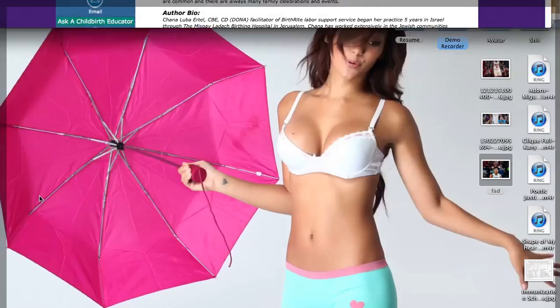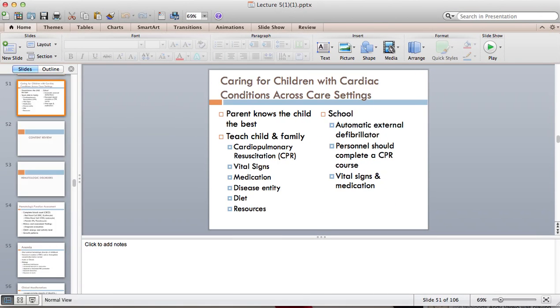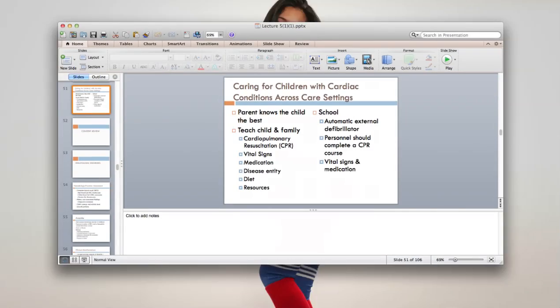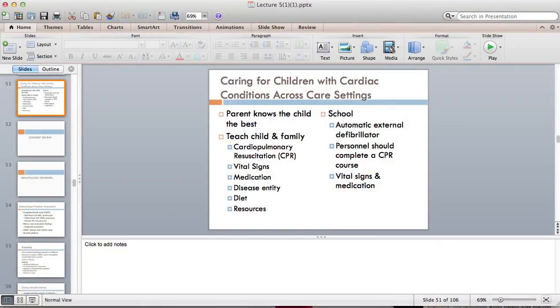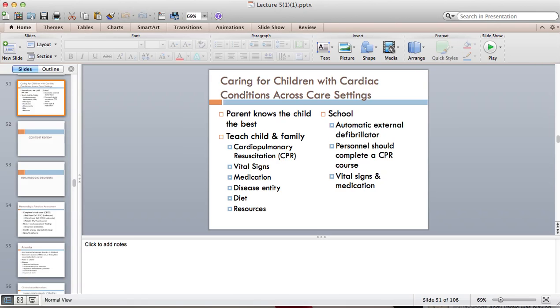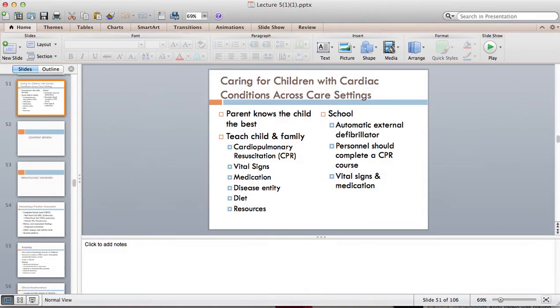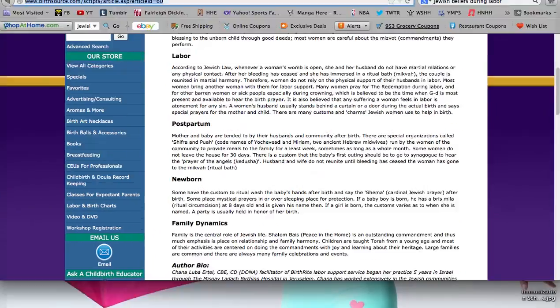So I will stop here, and this is just telling you what we can do for a patient that has a heart problem. That child, the family, parents, and caregivers must know CPR. They need to know CPR. They need to know how to monitor the vital signs, including giving the medications. They need to know what the disease problem is. And this is just like the outline of what you need to focus on when you treat them.